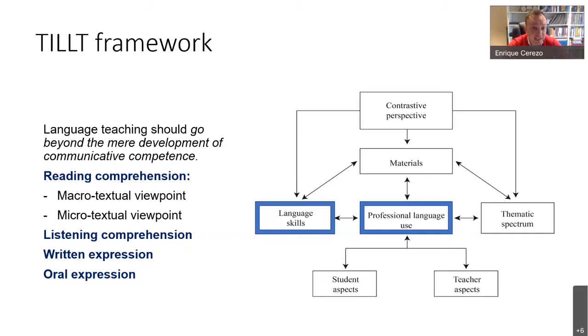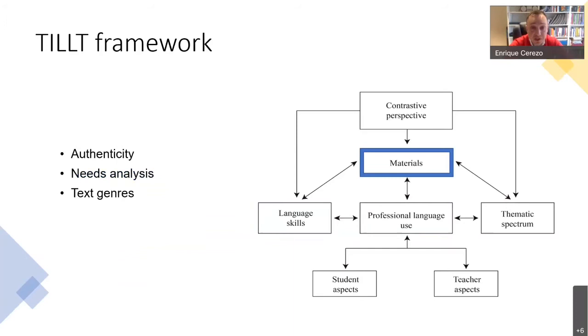Next one. In regard to materials, authenticity should be foregrounded. Teaching materials should be a reflection of real life professional situations. As for the choice of materials to be included in a language course, a needs analysis is in order. So the decision should be made based on the context and the types of texts that require a greater amount of translation.